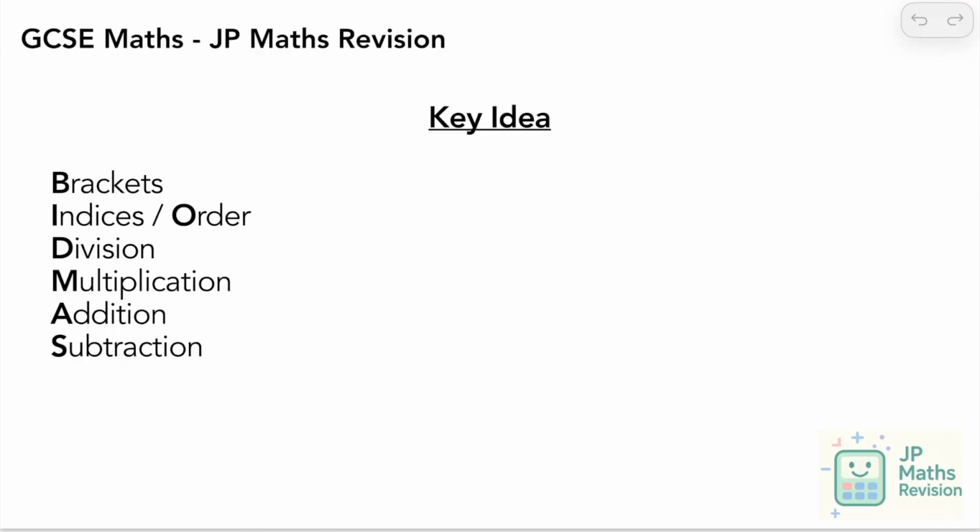The key idea: B stands for brackets, that's what we do first. I stands for indices or order, so if we have any powers in the number, we're going to do those next. D stands for division, so if we're dividing, we're going to do that next. And M stands for multiplication. Next we do addition. Addition and subtraction technically are equal, so we can do the addition before the subtraction or the subtraction before the addition. It doesn't matter. But the key idea is addition and subtraction come after multiplication and division.